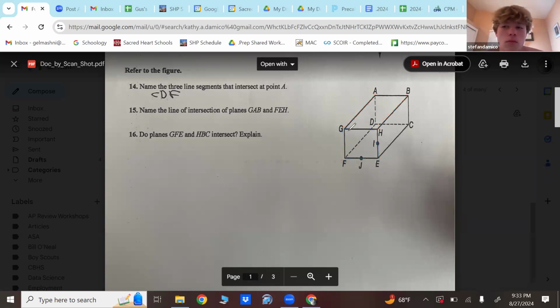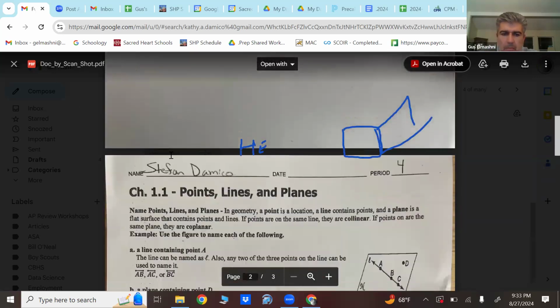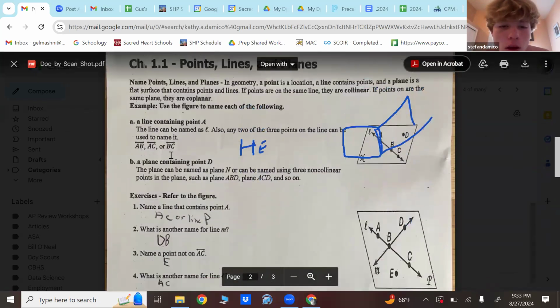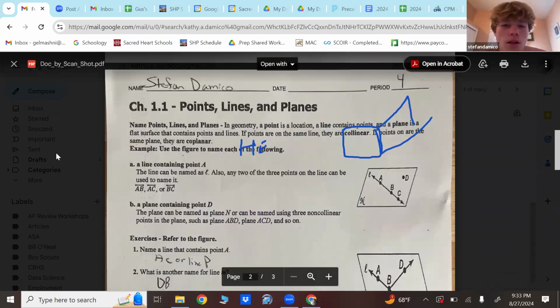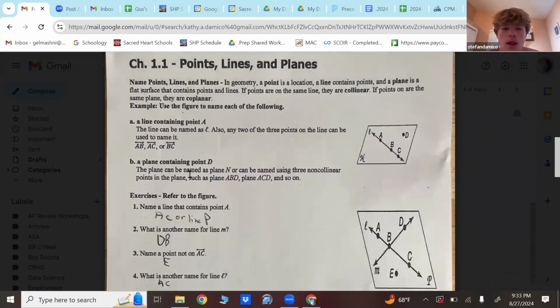So we looked at GFE like this, and HBC. The line HE is what they have in common. And here, this line can be named as line L.